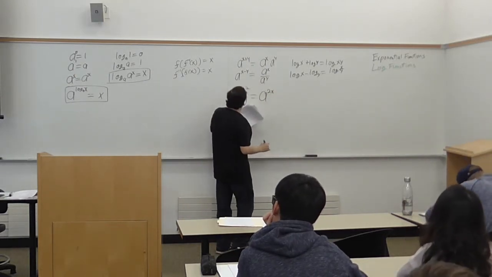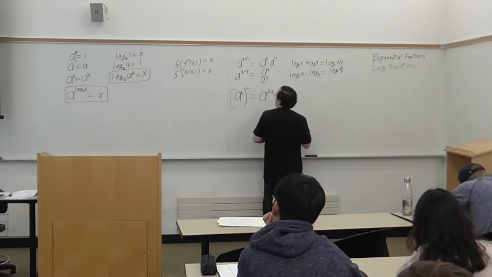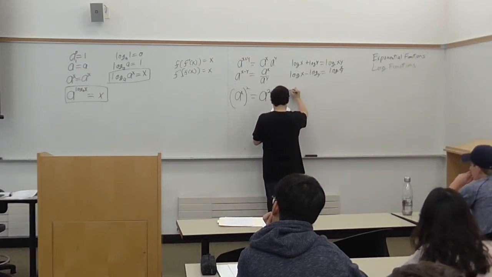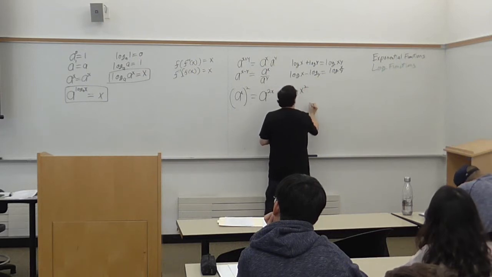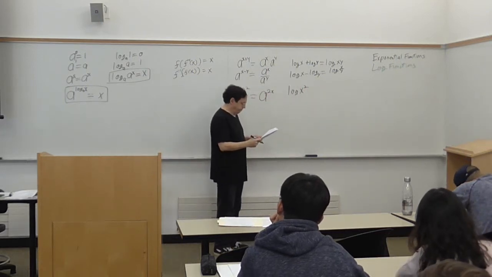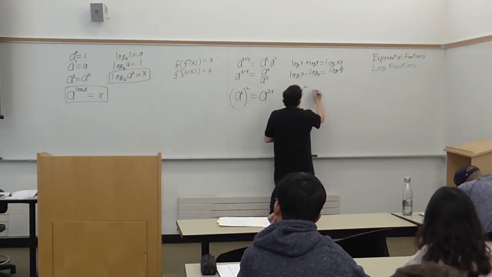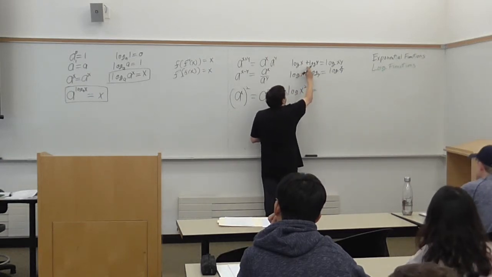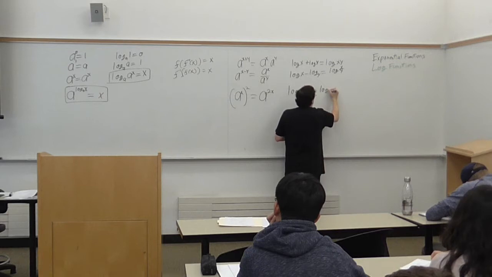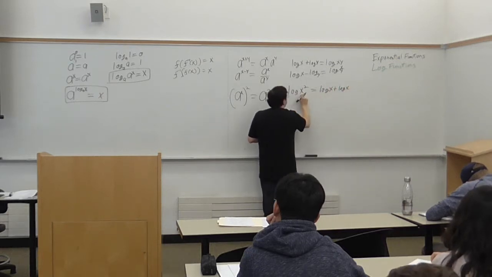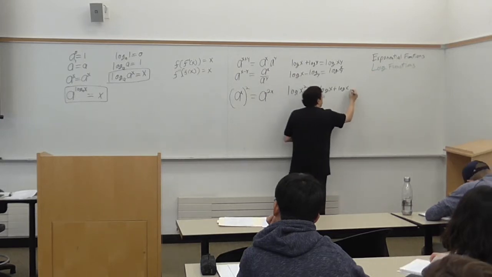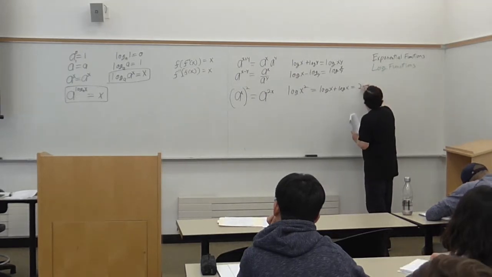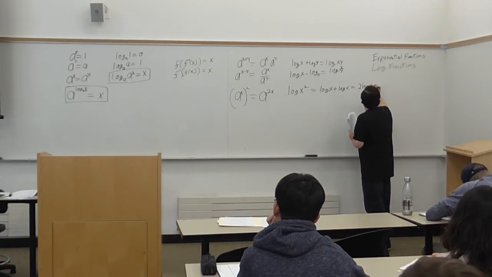Well, let's see what this would mean on this side. Let's say I have log of x squared. Well, this tells me that that's log of x plus log of x, right? I want to multiply x times x, I just add the logs. But mathematically, that's just 2 log of x.